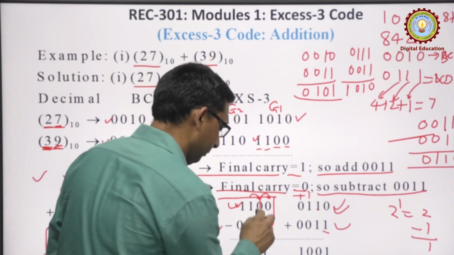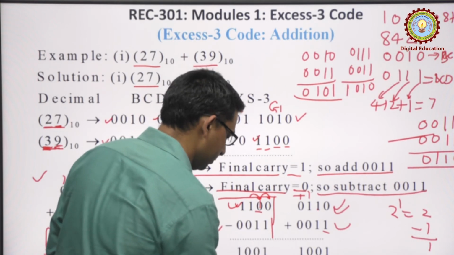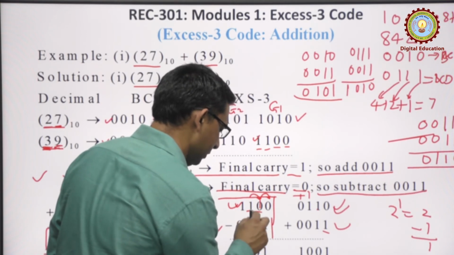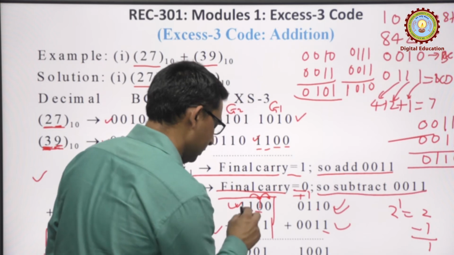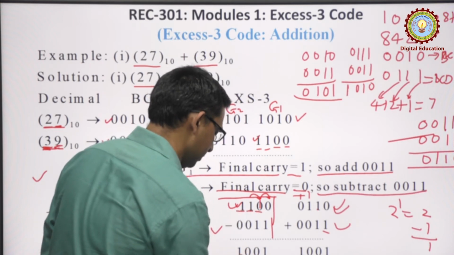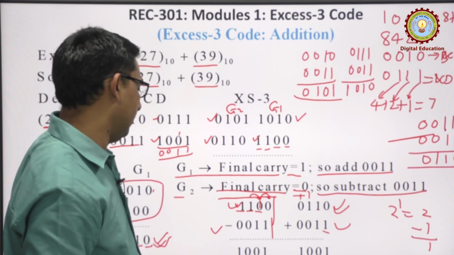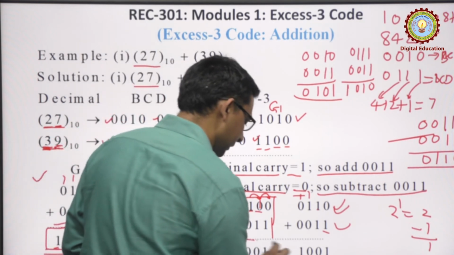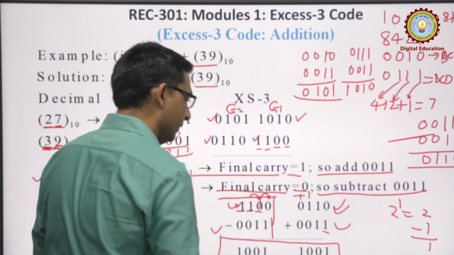Okay. So, 1 minus 1 is equal to 0. Then 0 minus 0 is equal to 0, and for this 1, 1 minus 0 is equal to 1. So, this is the final answer and we can verify whether it is correct or not.